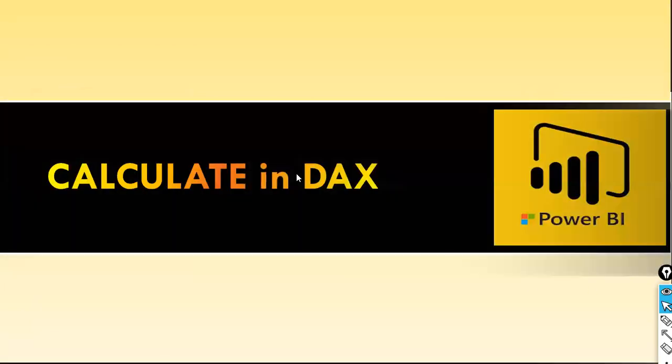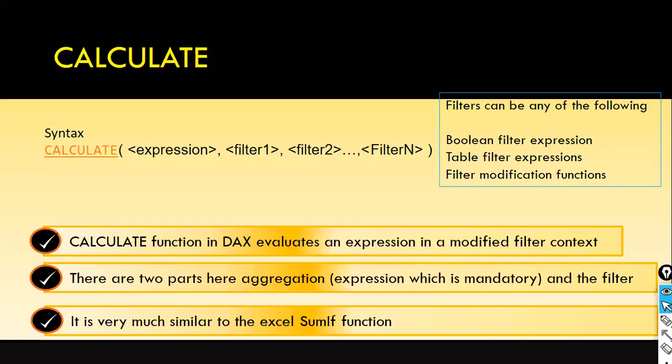We'll first start with understanding what the CALCULATE function is. The syntax for this one is that the first argument is your expression. It is mandatory. You can have any number of filters, and a filter can be a Boolean expression, a table expression, or a filter modification function. So what is a Boolean filter expression? For example, city equals Hyderabad. That is your Boolean filter expression.